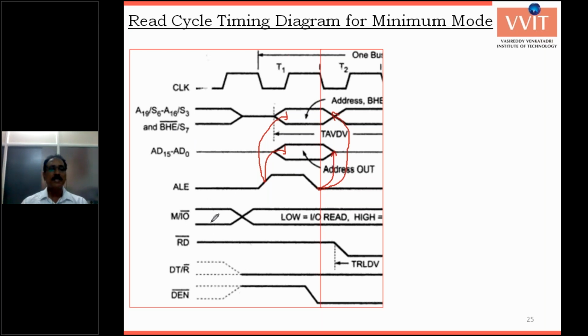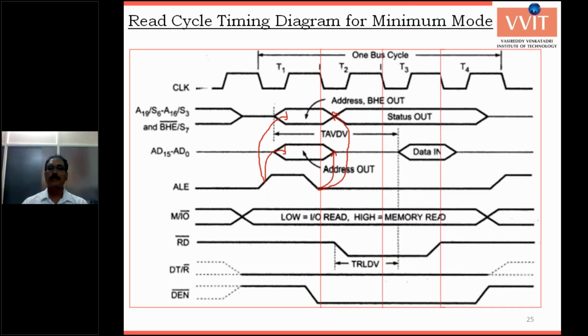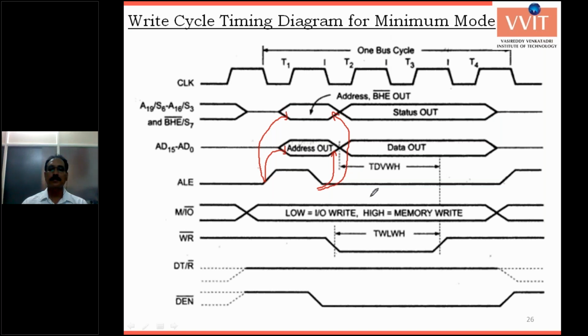Next, M/IO bar. You are reading memory or IO; for memory, this pin is indicated as 1, and for IO devices, this pin is indicated as low. Now the read signal is enabled. Memory or IO: high for memory, low for IO write.